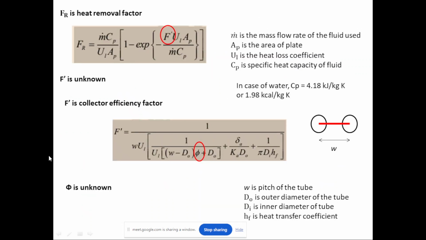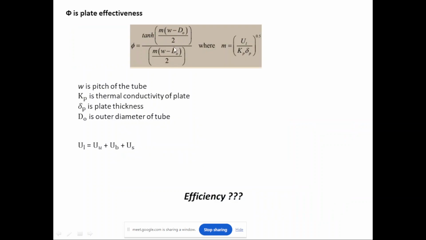Here f dash is known, the phi values are known, and then your UL is this thing. Here UL, the heat loss coefficient, can happen due to multiple reasons: UU, UB, as well as US. UU is the heat loss that happens from the upper surface. UB is the heat loss from the bottom of the surface. Even though you have thermal insulation, there will be some amount of heat loss. And US is from the side. So you have to calculate all these values, and we do have expressions which we will discuss further.